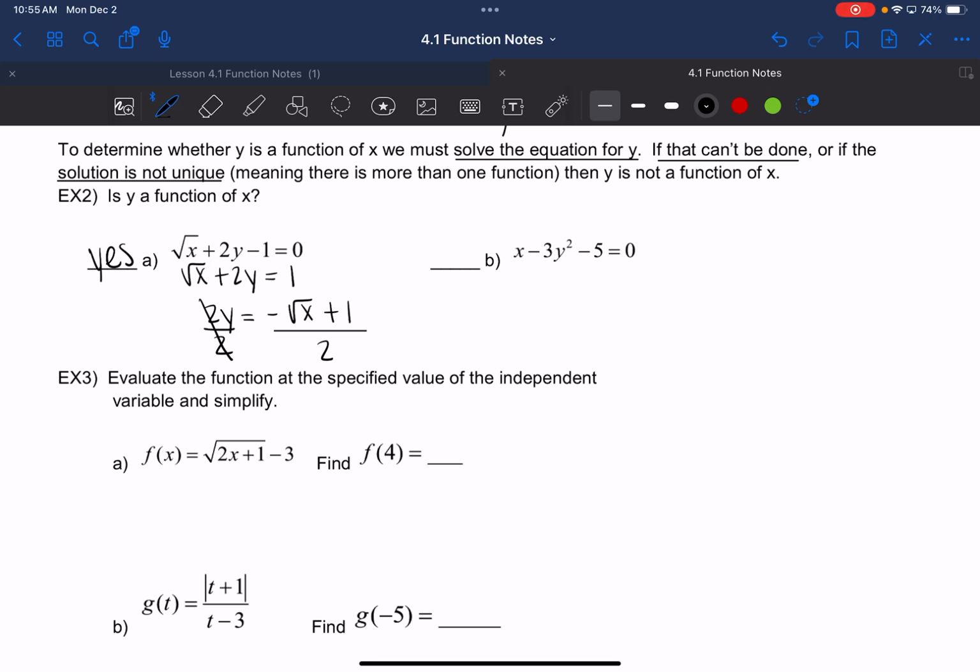Okay? For part B, if I want to solve this equation, what should I do? Okay, add the 5. So I'd have x minus 3y squared equals 5. Then what should we do? Subtract the x. Okay, so 3y squared equals negative x plus 5. Then what?